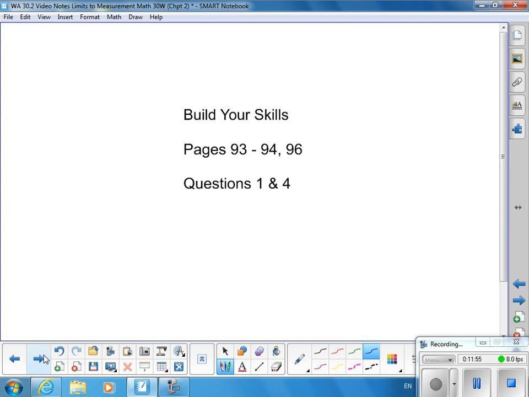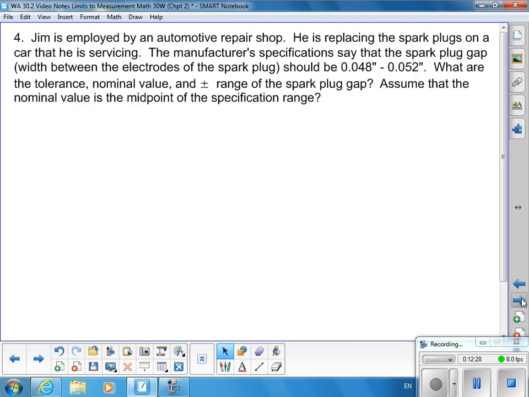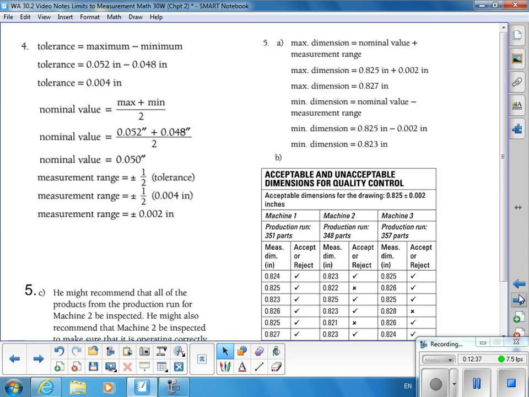All right, so build your skills, page 93 to 94, as well as 96. I'd like you to work on that and correct them. Make sure you can do them well before you move on to the practice your skills, page 102 to 104, questions 1 to 4. There are 2 extra questions here, the additional questions that are a little more challenging, more word problem type. There will be questions on the assessment that look like these kind of questions, so please practice these types of questions, don't skip them. They are attached, okay, they're going to be here right after that page with the assignment numbers, and as well as here. There's going to be the answers on the next page.